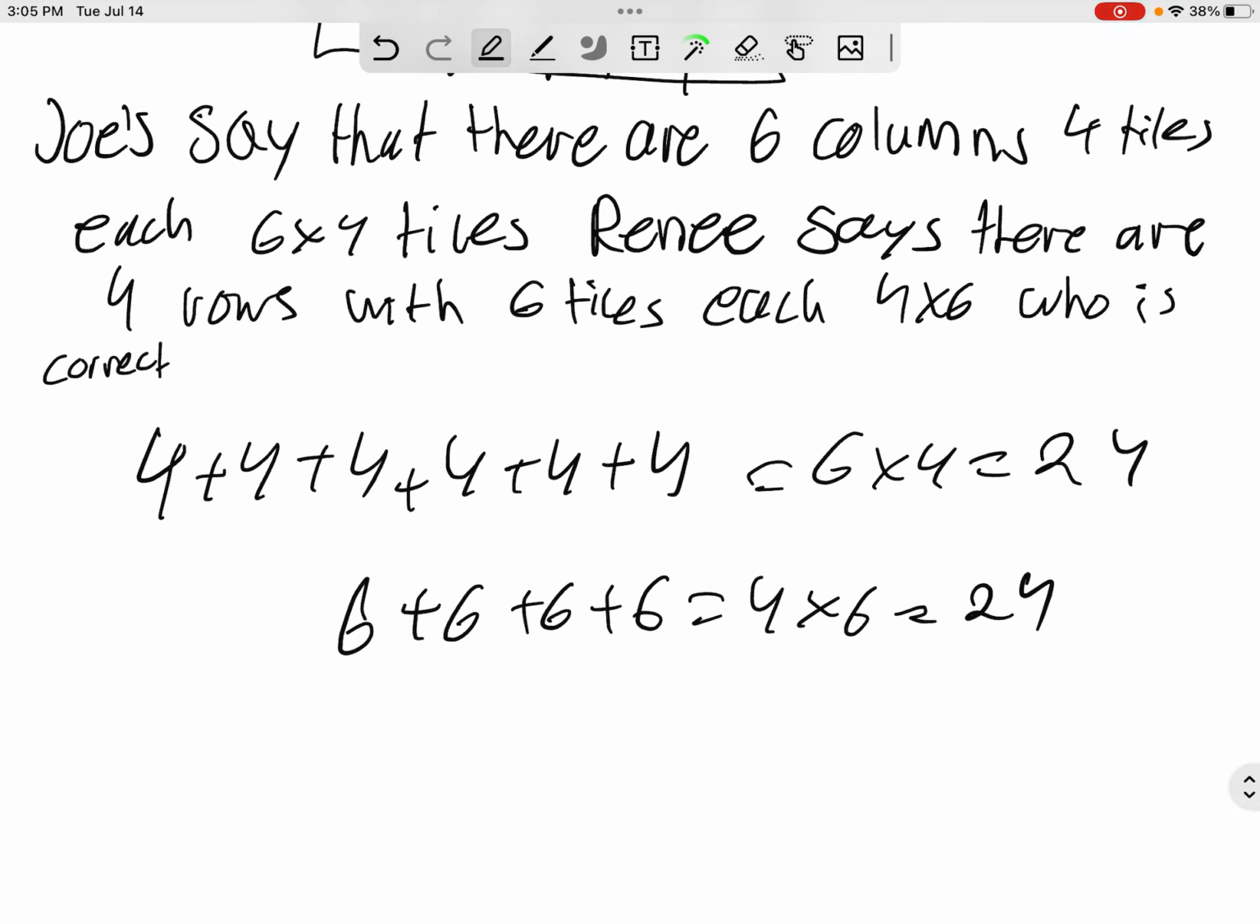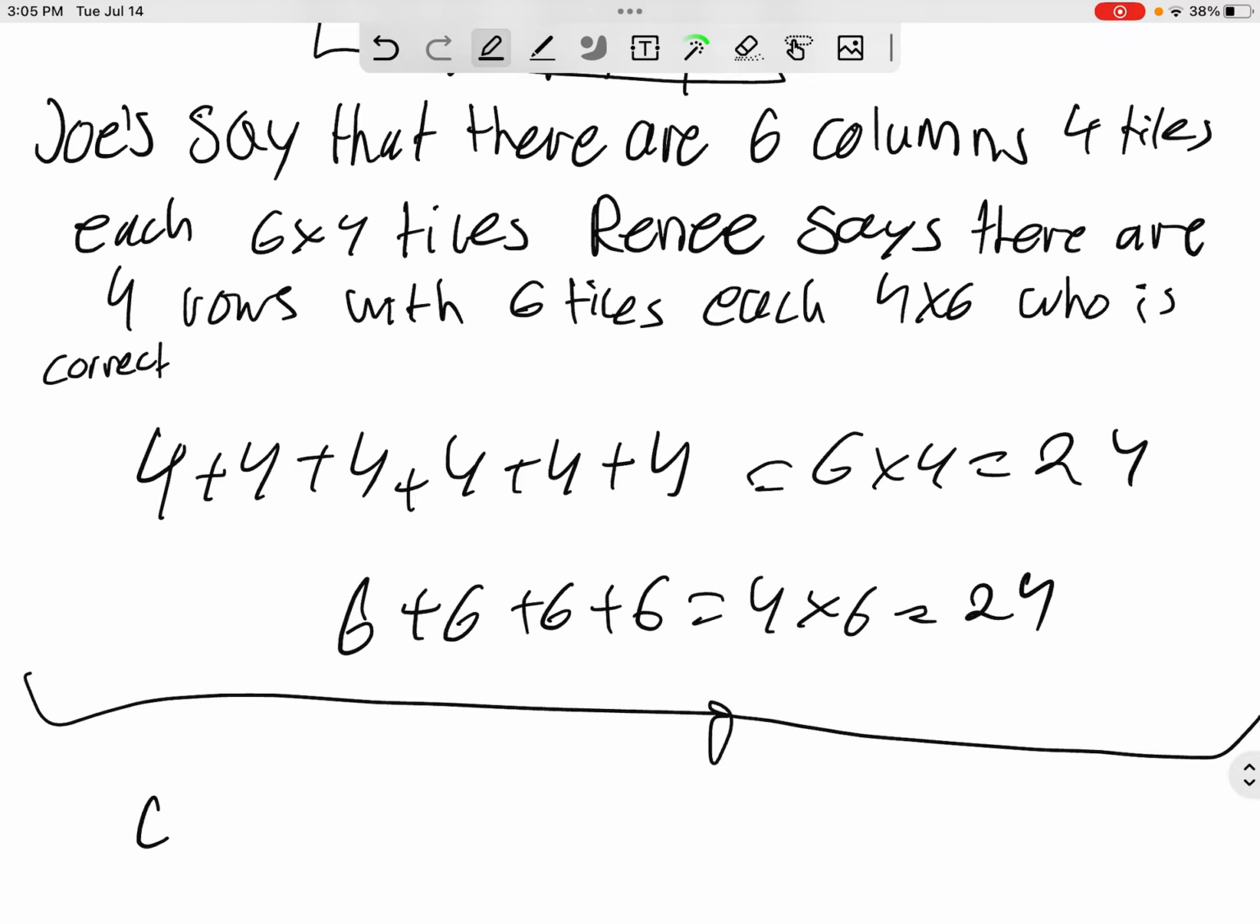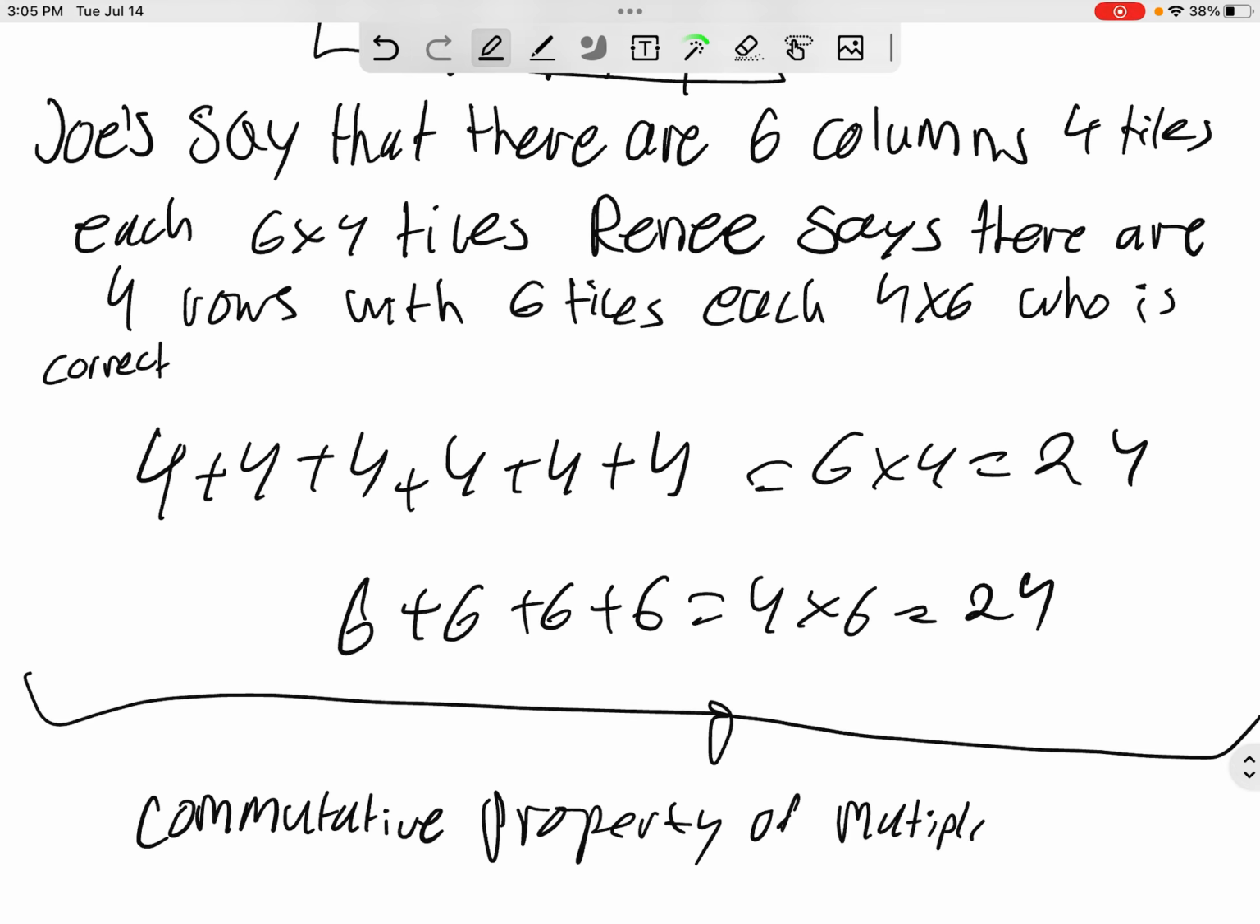This is just a very big way of just saying the commutative property of multiplication.